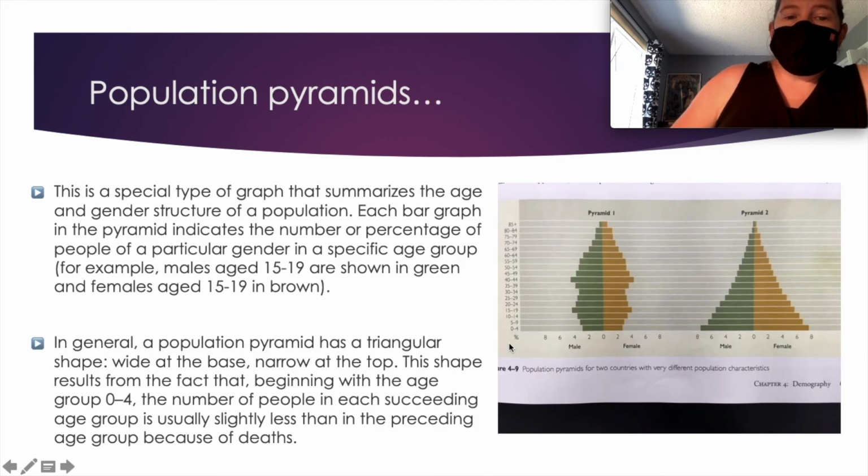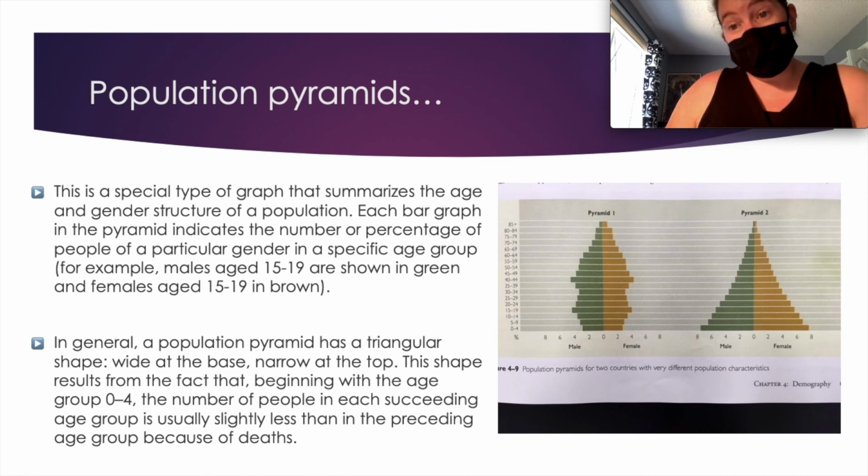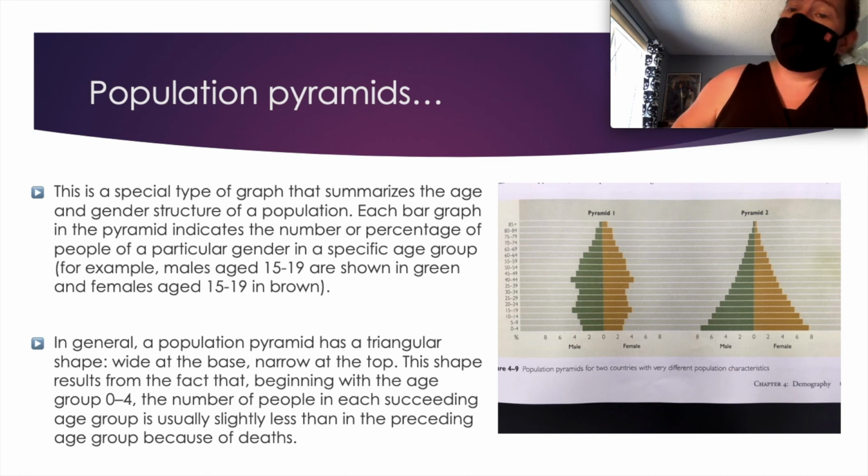This is a special type of graph that summarizes the age and gender structure of a population. Each bar indicates the number or percentage of people of a particular gender in a specific age group. For example, males 15 to 19 are shown in green, and females 15 to 19 are shown in brown, so it's a comparison of males and females. In general, a population pyramid has a triangular shape, wide at the base and narrow at the top. The shape results from the fact that it begins with the young and ends with the very old.